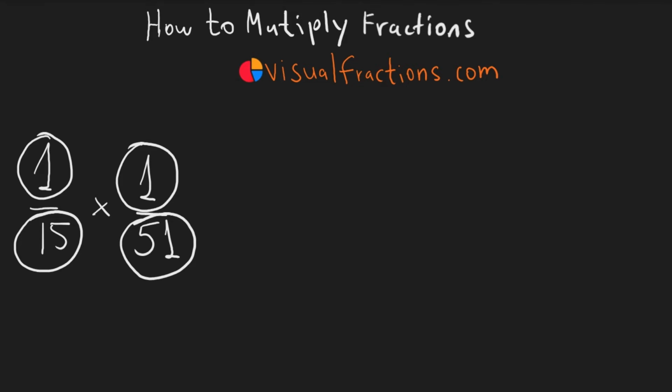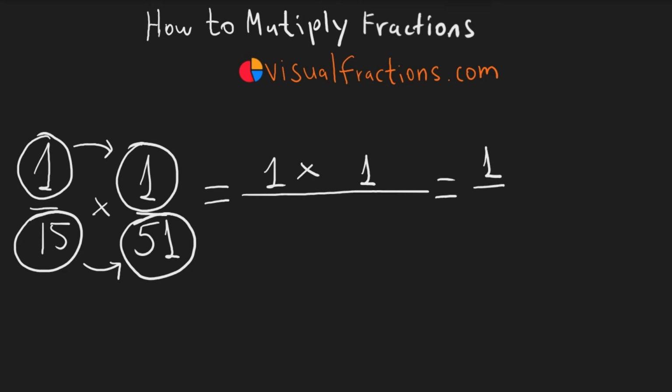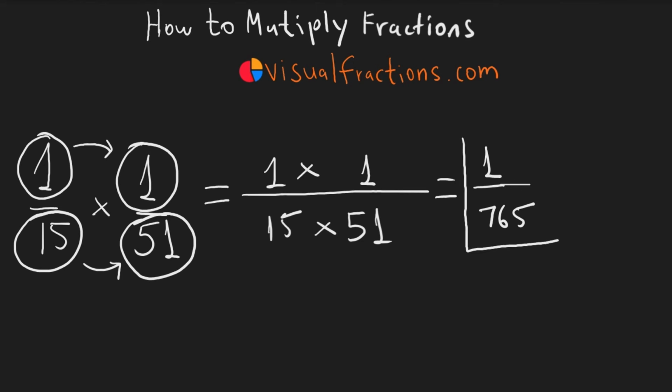To multiply fractions, you simply multiply the numerators together and then the denominators together. Multiply 1 by 1, which gives us 1, and then multiply 15 by 51, which gives us 765. So, 1/15th multiplied by 1/51st equals 1/765th. That's our final answer. It's important to note that 1/765th is already in its simplest form.